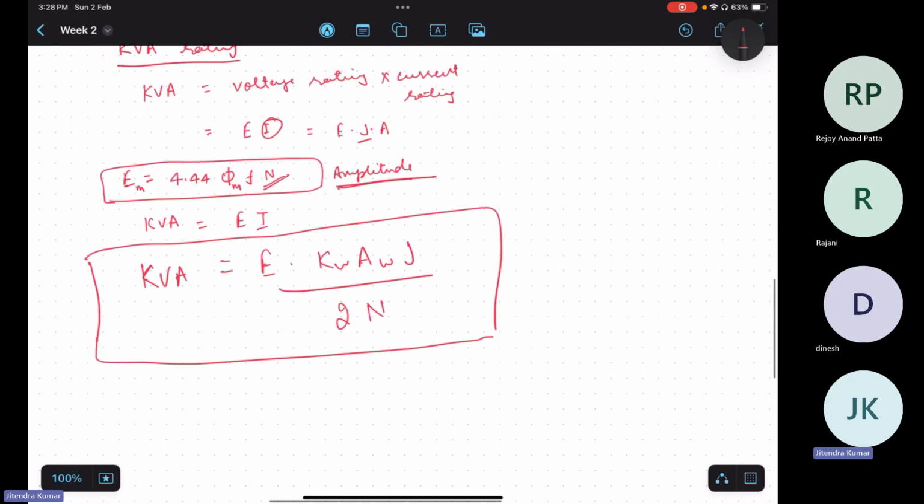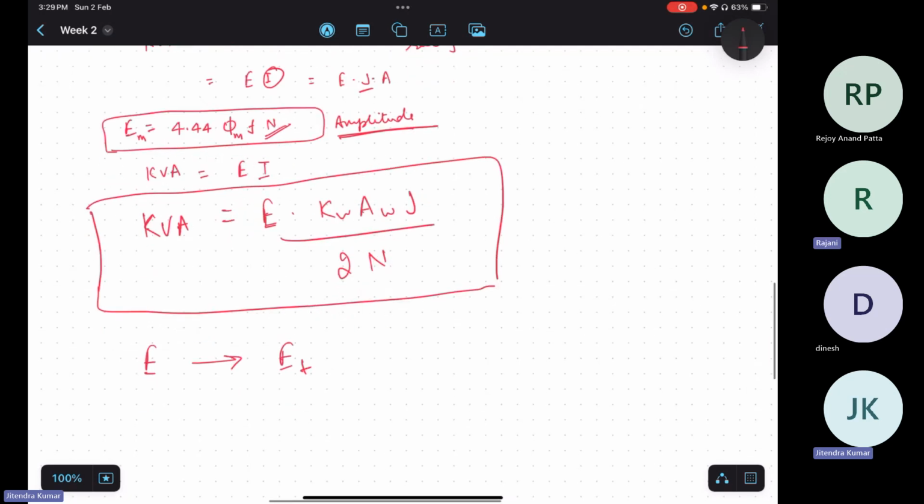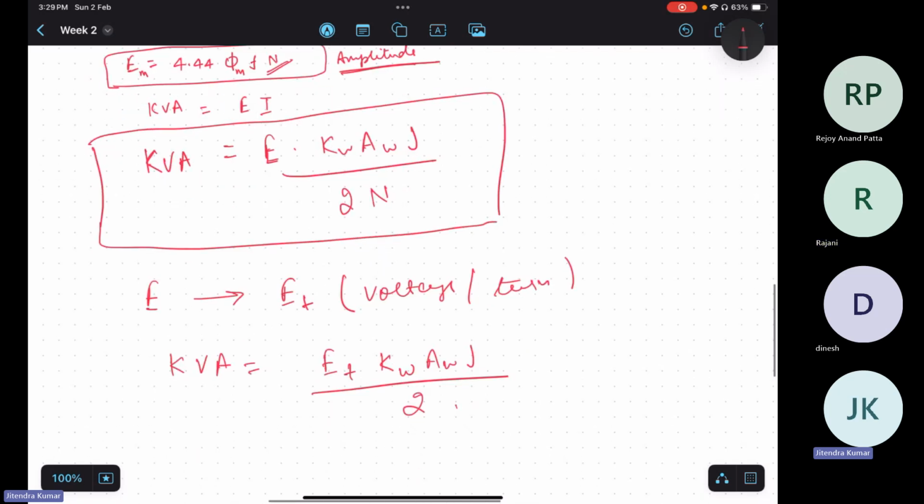And if you consider here EMF, it is total EMF induced in the total number of turns. If you have EMF per turn, replace E with ET. ET is nothing but voltage per turn. Then KVA is nothing but ET into Kw Aw J Z divided by 2. Any doubt in this?